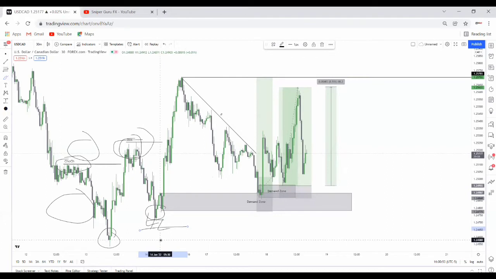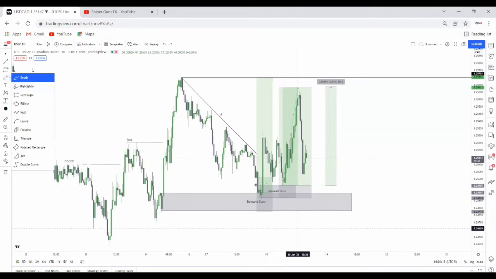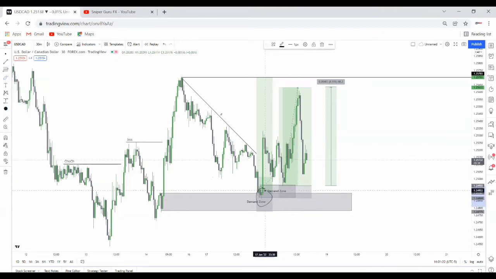Meaning that all you have to do, you have to identify a point of interest. It can either be a demand zone or it can be an order block. Okay, and right here myself, I identified my demand zone, of which it played out well, but I missed the first entry. I missed the first entry here, and I got the second one, and I'm going to explain how I got the second one.